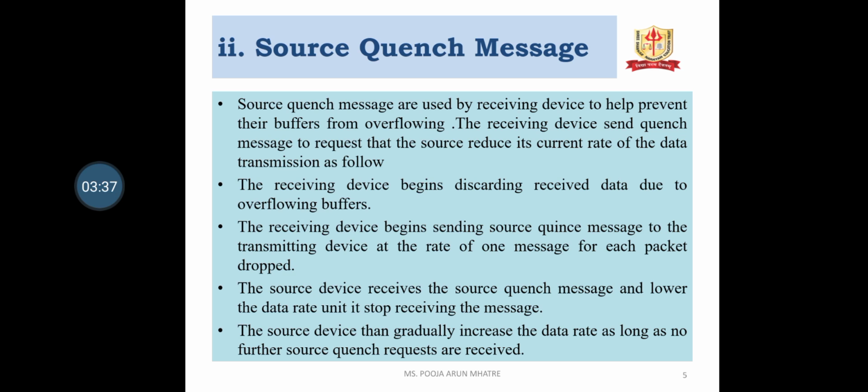The receiving device begins sending a source quench message to the transmitting device at the rate of one message for each packet drop. The source device receives the source quench message and lowers the data rate until it stops receiving the message. The source device then gradually increases the data rate as long as no further source quench message requests arrive.